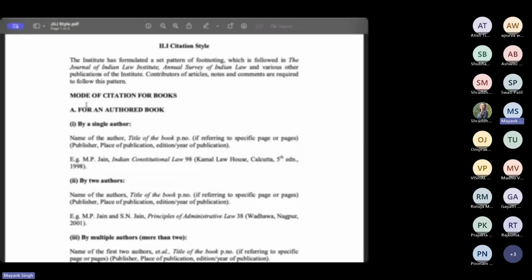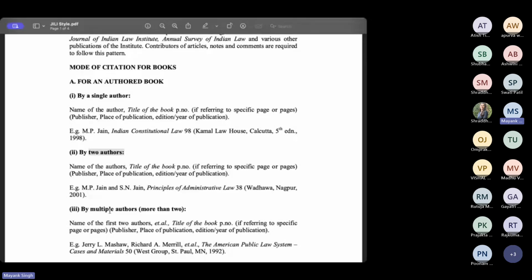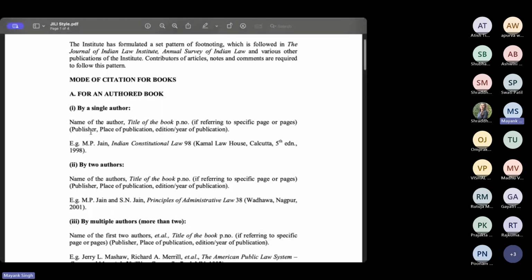dissertation. So suppose you want to give a footnote of an authored book. An authored book may be by a single author, there may be one author who has written a book, or by two authors, or by multiple authors. Is it clear? So for a single author, what do you do? Firstly, you write the name of the author. Then, comma, you have to write the title of the book in italics, like it is written. I have highlighted this. Name of the author in normal font, then comma, you write the title of the book in italics. Thereafter, you write the page number.